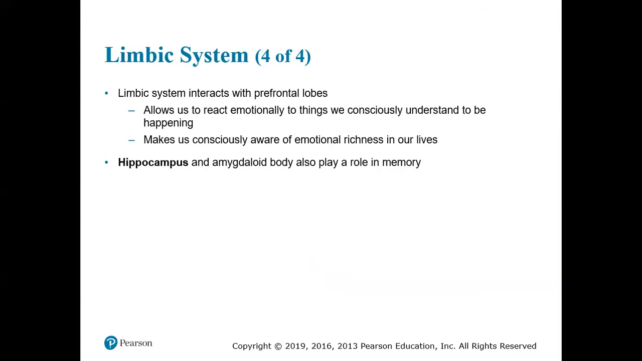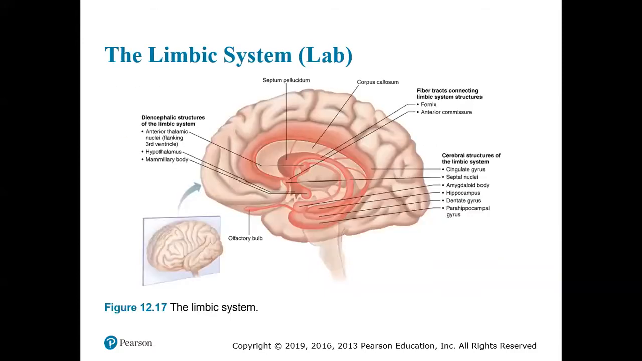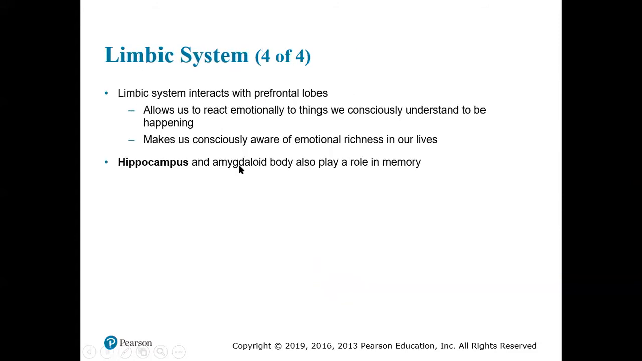Now, the limbic system, remember, also interacts with the prefrontal lobes. But let's go back and take a look at this, right? We have this part here, all of this being part of the limbic system. It also allows us to react emotionally to things we consciously understand to be happening. The hippocampus and the amygdaloid body also play a role in memory.